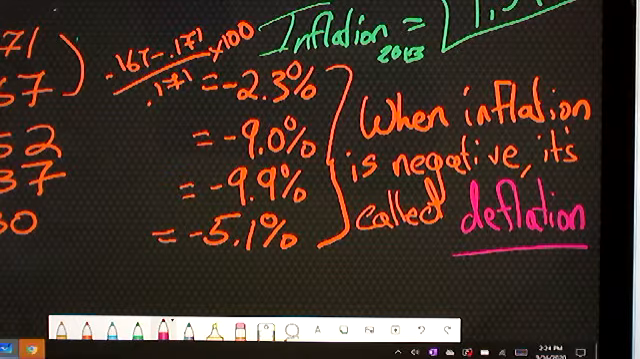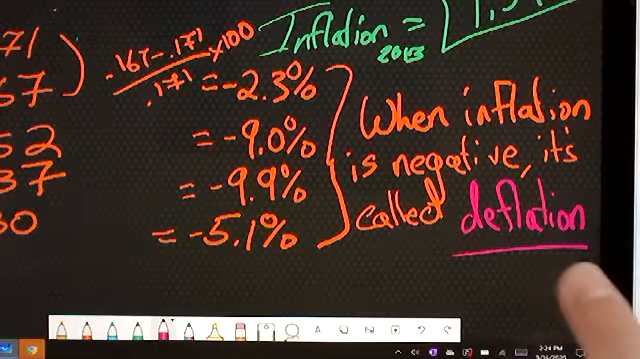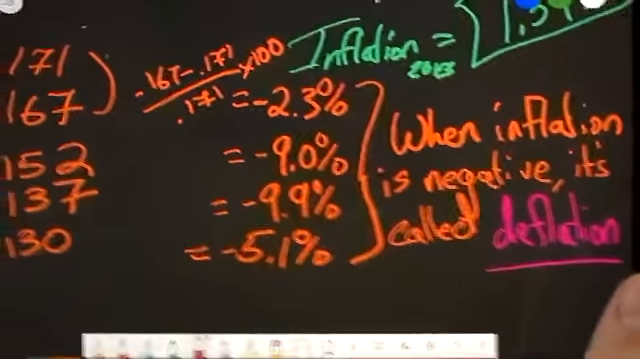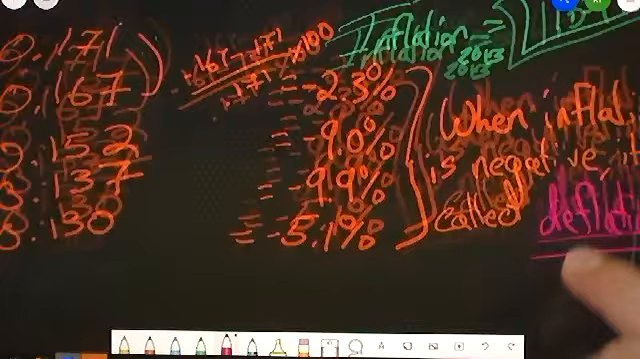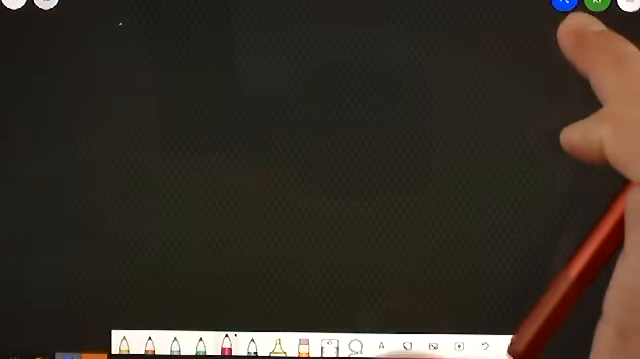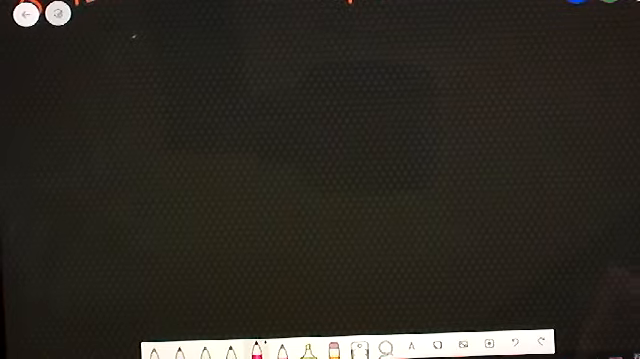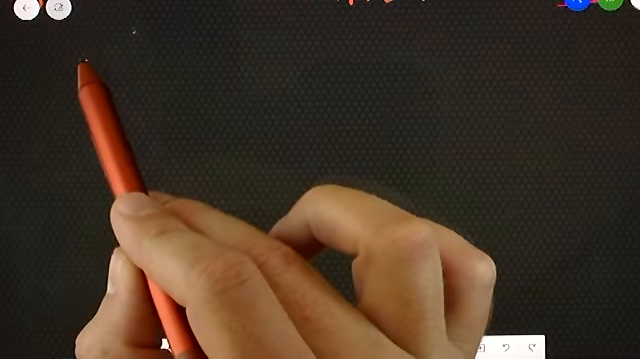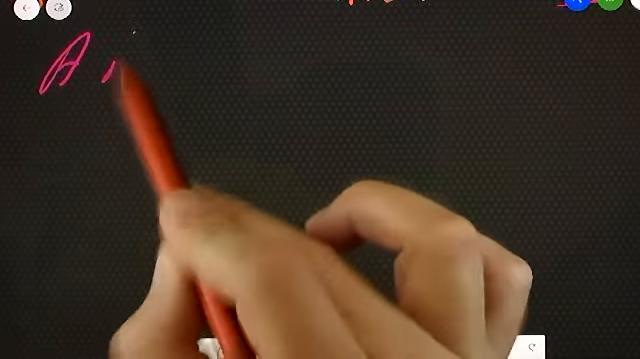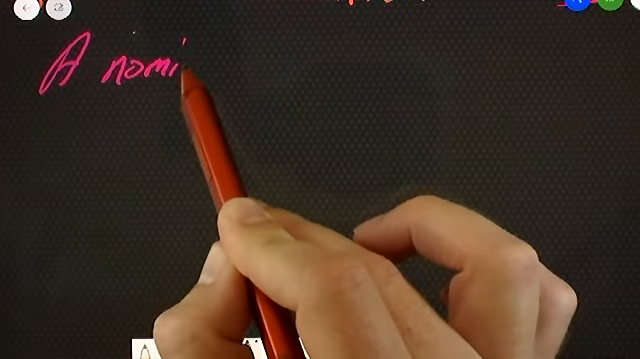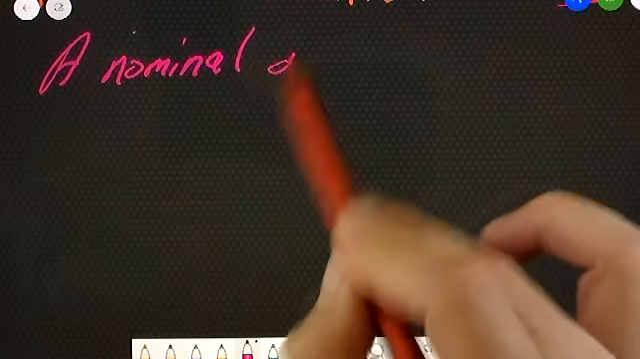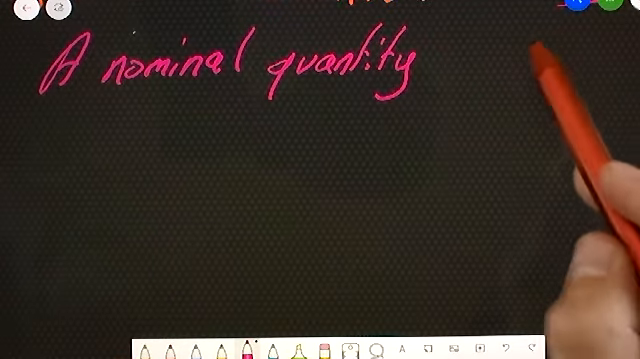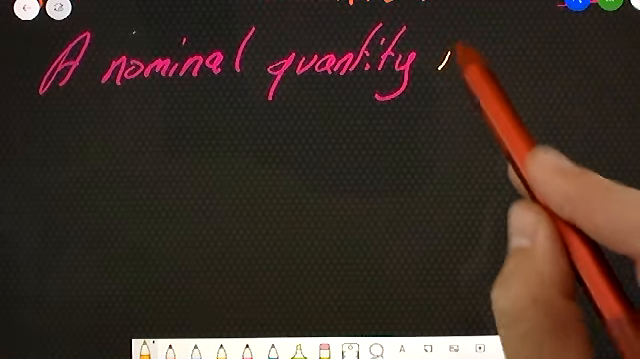So one of the things that we don't want to get tricked by is the fact that we get paid in nominal dollars. Our paychecks are so many hundreds or thousands of dollars, and that's a nominal quantity. A nominal quantity is measured in the current dollar values.